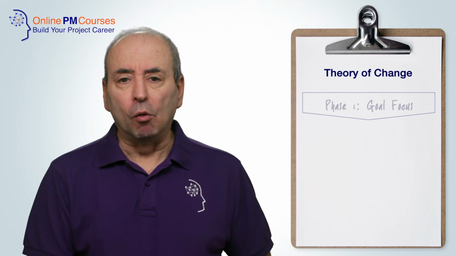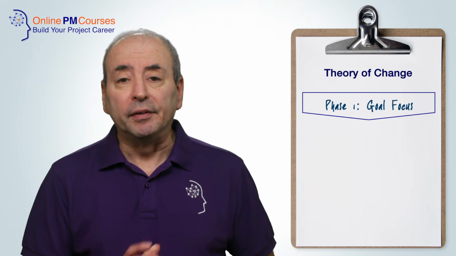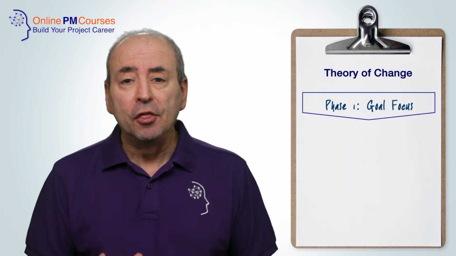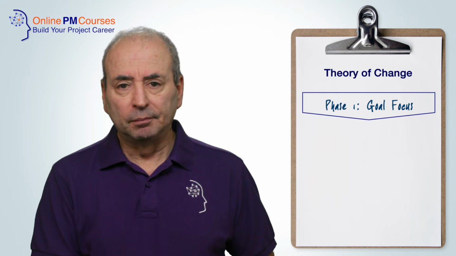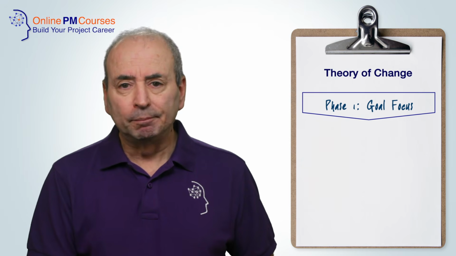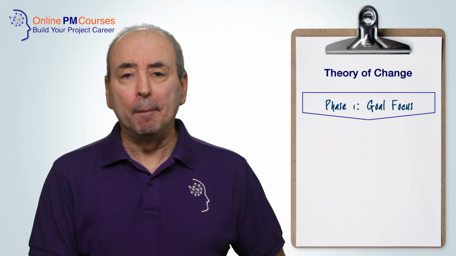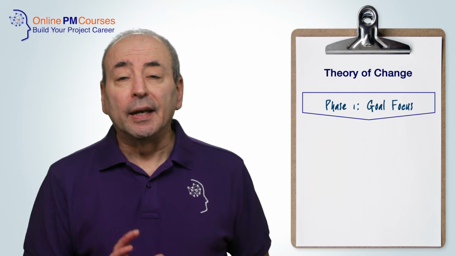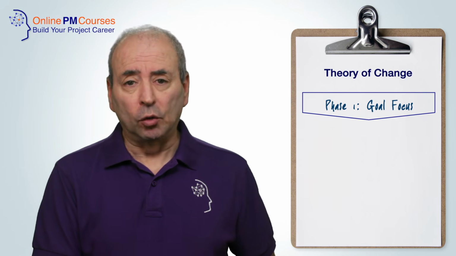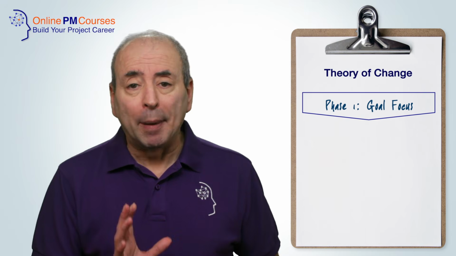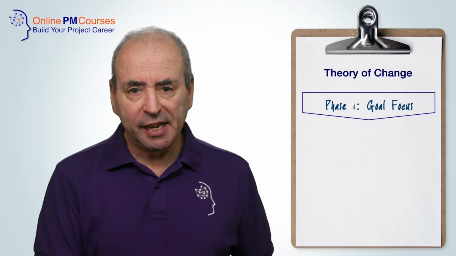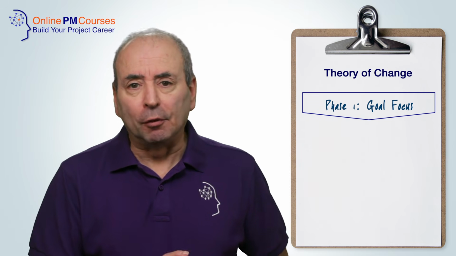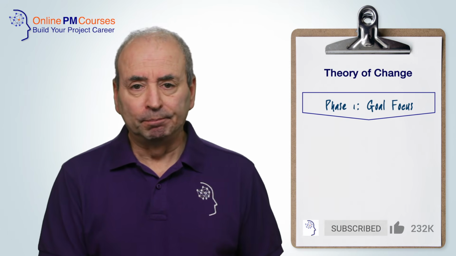Phase 1, goal focus. Within this phase, we identify the long-term goal, the ultimate focus of our change. We identify stakeholders and agree the long-term impacts on them. We collect evidence and establish the context for the change. We work backwards to establish the outcome from the goal we're trying to achieve, and then backwards from this to identify the outputs and then the activities.